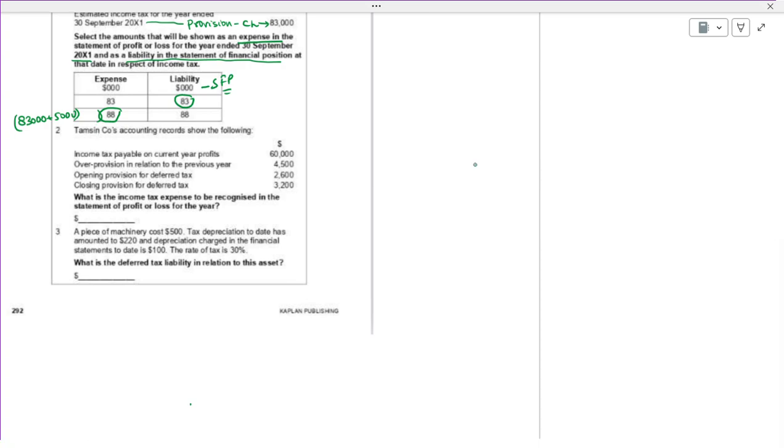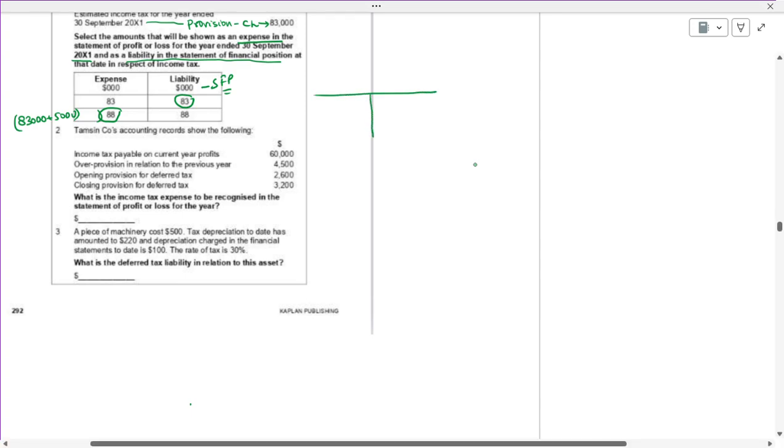Tamsin's accounting records show the following. Income tax payable on current year profit 6, over provision previous year 4,500, opening balance deferred tax and closing balance deferred tax. Now, see the things. Income tax payable is nothing but the provision. They have made an over provision in relation to the previous year. How much? 4,500.